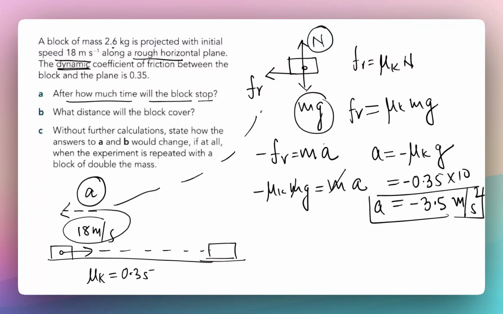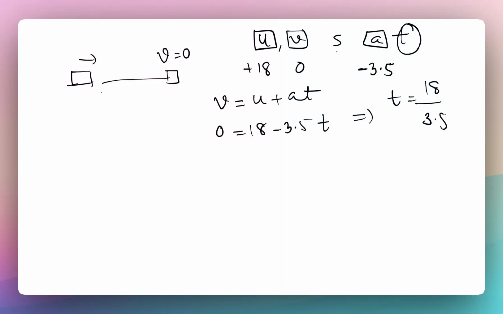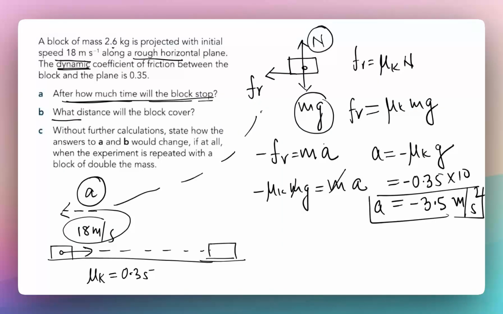So what is he asking? After how much time will the block stop? So first we have to calculate t, which means we have to ignore the equation which has s, and use v is equal to u plus at. V is 0, u is 18, a is minus 3.5, into t. So my time is going to be equal to 18 divided by 3.5 seconds. That is going to be 5.14 seconds, and that is going to be our answer for part A.